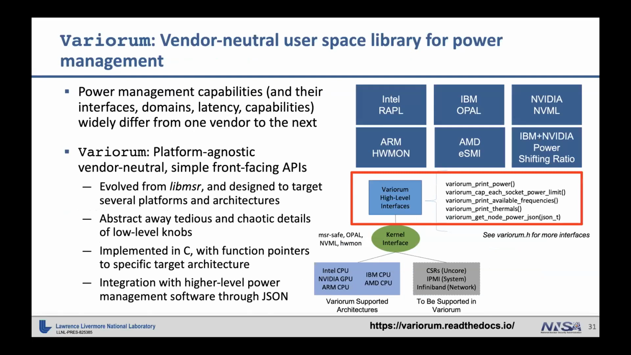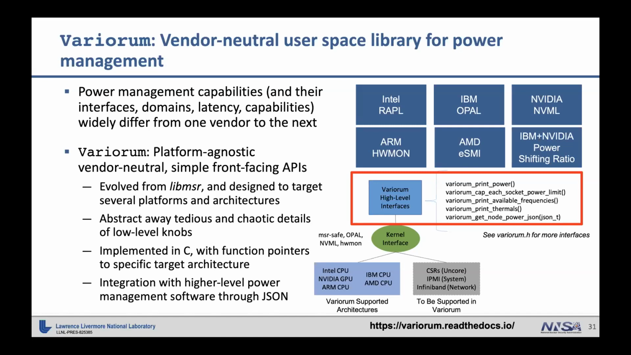So Variorum is a vendor-neutral user space library for power management. It's providing platform agnostic, friendly, easy to use APIs to the users. Again, Variorum is essentially an evolution of libmsr, which was targeting several generations of Intel processors. So a lot of that functionality, if you're familiar with libmsr, has been brought into Variorum to cover those architectures.